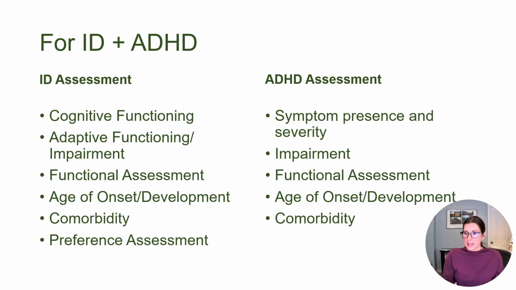With someone you suspect having ADHD, we definitely want to assess for ADHD symptom presence as well as the severity of those symptoms. We want to assess for impairment, which is very similar to how we would assess for impairment or adaptive functioning if we suspected ID. A functional assessment like the one I just presented to you, again, is a really useful tool. Again, we also need to know about age of onset or development, specifically that this is happening during that period of development and before the age of 12. And then we also do want to assess for comorbidity, as it can help to drive some of our treatment goals.